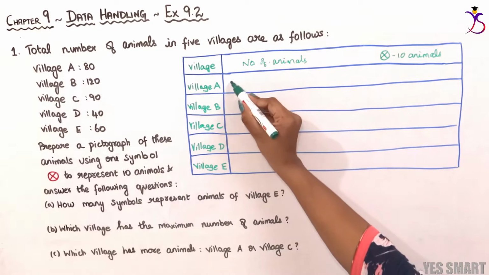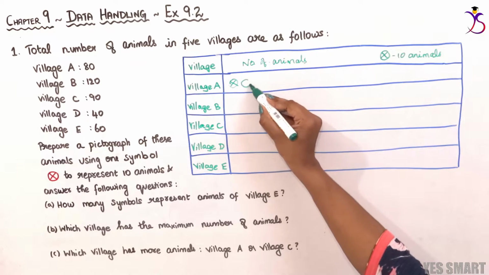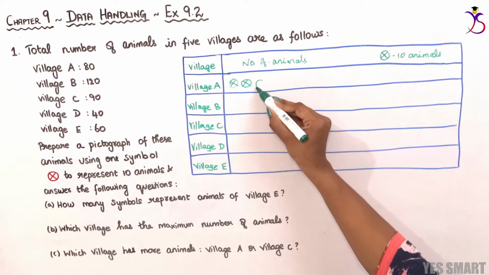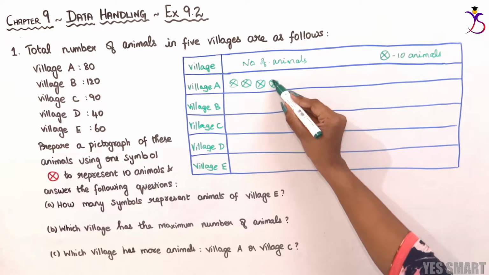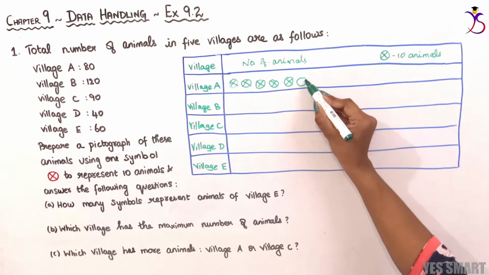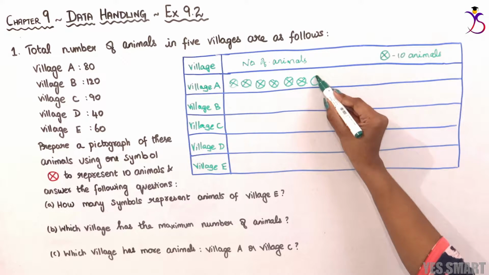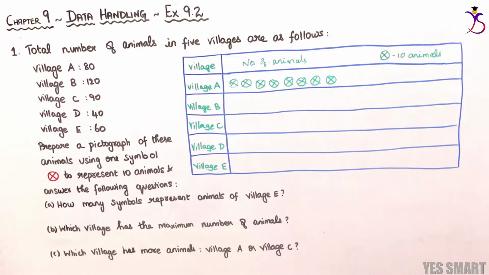Now village A has 80 animals. So let us represent it: 10, 20, 30, 40, 50, 60, 70, and 80. Since each symbol represents 10 animals, I have drawn 8 symbols. That is 8 into 10 is 80. 80 animals are represented with 8 symbols.